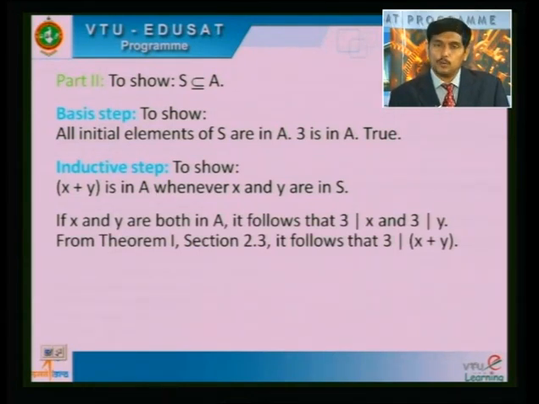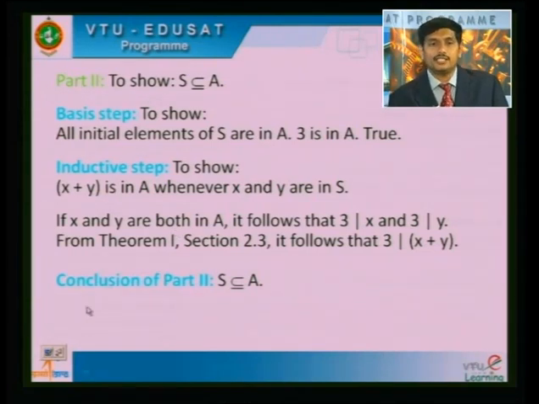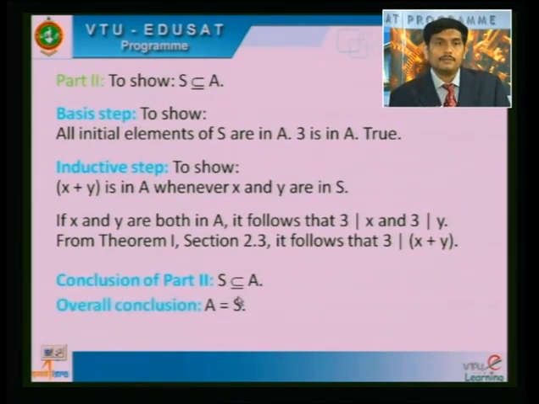If x and y are both in A, it follows that 3 divides x and 3 divides y. We know from basic theory that if P divides x and P divides y, then P divides x plus y. Using this in the induction step, we get that 3 divides x plus y. This is the conclusion of part 2, S is contained in A. Since each is contained in the other, both are equal. This is one of the examples we illustrated for relations. Next we give another example related to this.